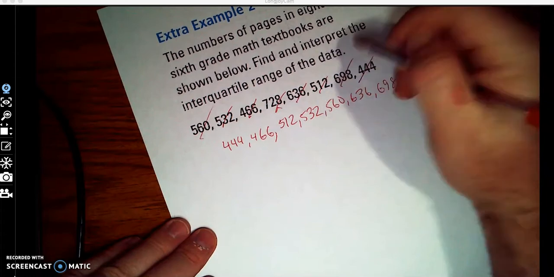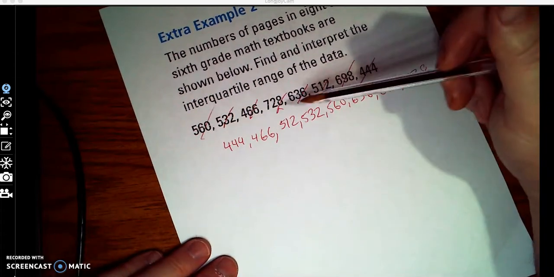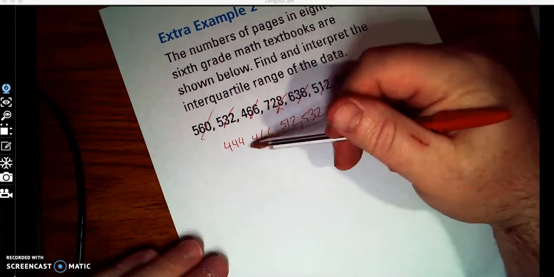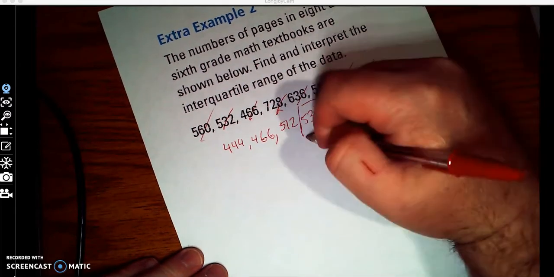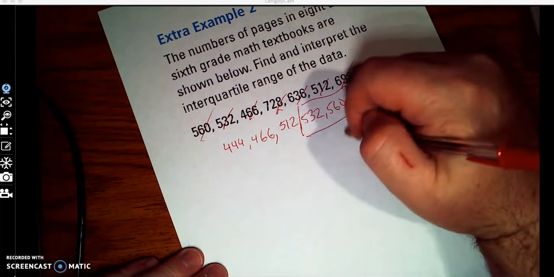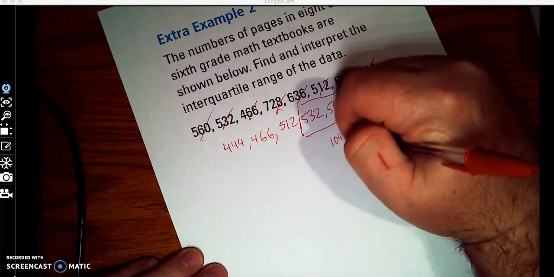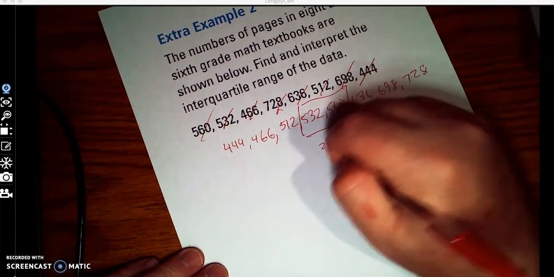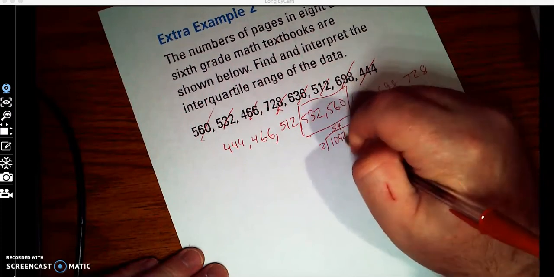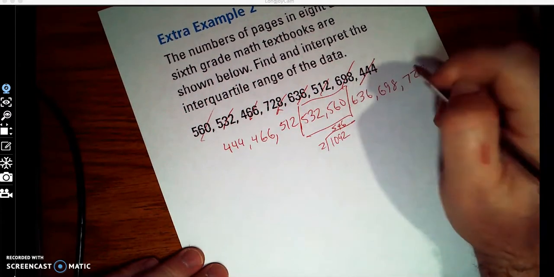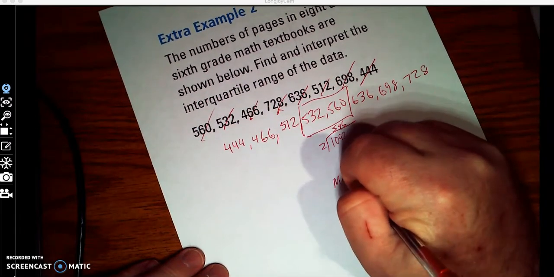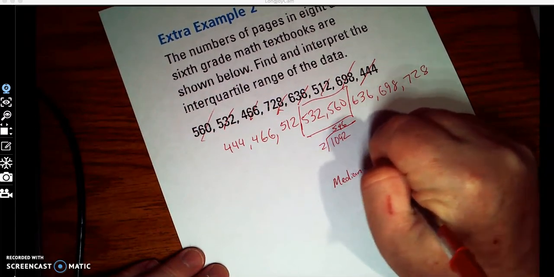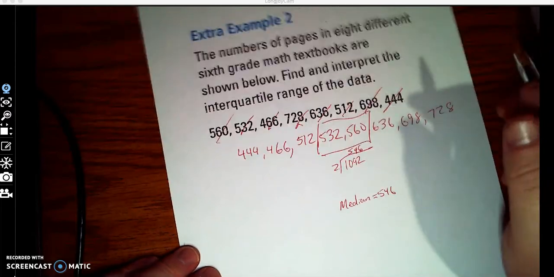They're not going to make it easy on you today because once again they have 8 numbers. That means you have to find the 4th and the 5th. 3, 4, 5. Here's your 2 numbers that you're going to have to add up. That equals 1092. Divide that by 2, which equals 546. So our median is a 546. How would I find that? Added those 2 up, divide by 2.